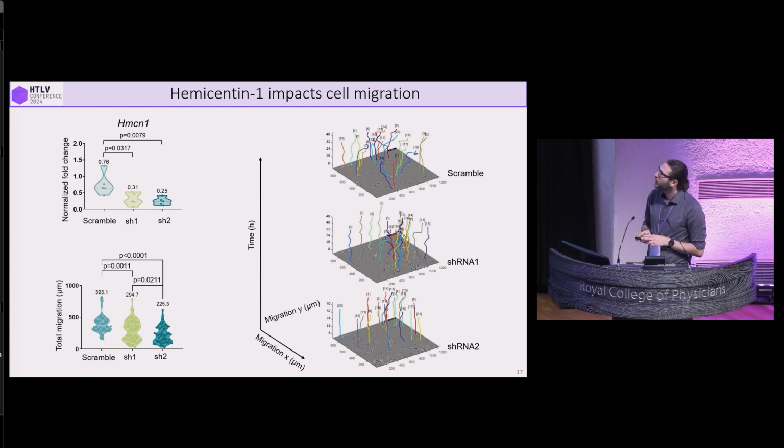Finally, we wanted to understand a little bit more about the significance of having HMCN1 gene dysregulation, and so we used RNA interference in different cell lines. We used two shRNAs to knock down HMCN1 gene expression, and then we cultured those cells and measured the migration of those cells. And as you can see, in both cell lines where the HMCN1 gene was knocked down by RNA interference, there was a decrease in cellular migration.